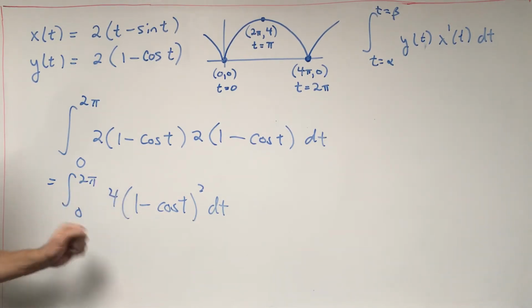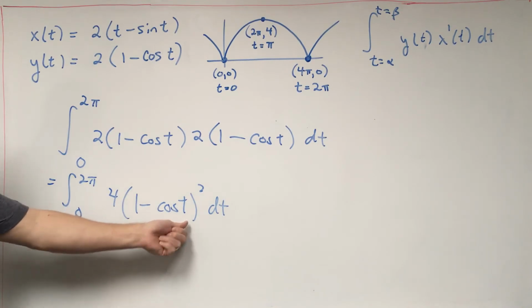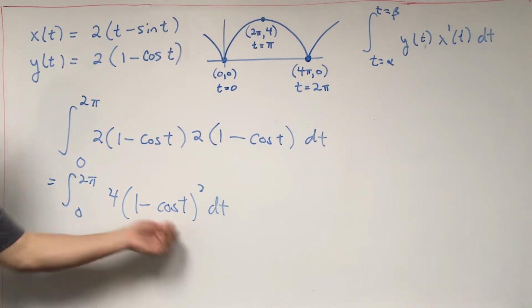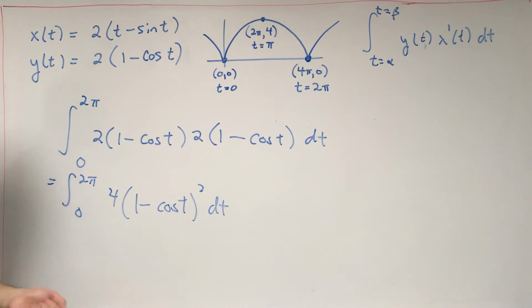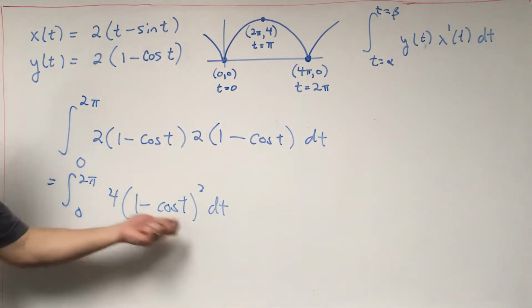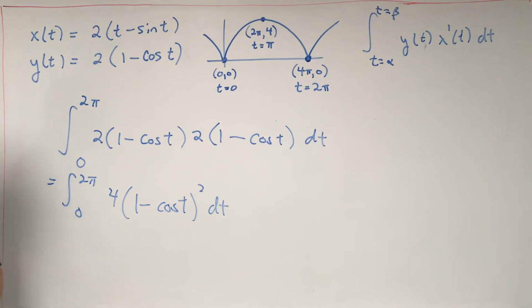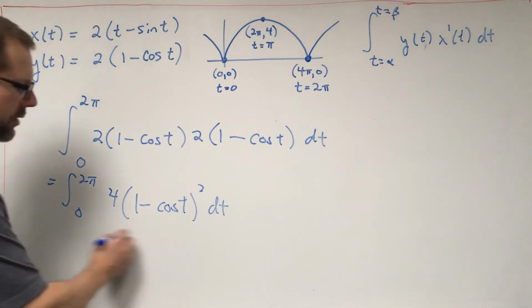So ignoring the 4 for a moment, 1 minus 2 cosine t plus cosine squared t. And those are all things that we learned how to integrate earlier in the semester with techniques of integration. And so that cosine squared requires an identity, the 1/2 times the quantity 1 plus cosine 2t. So I'm going to leave that unfinished for now.